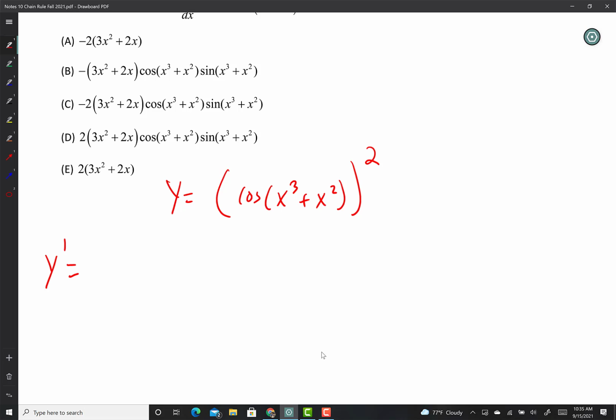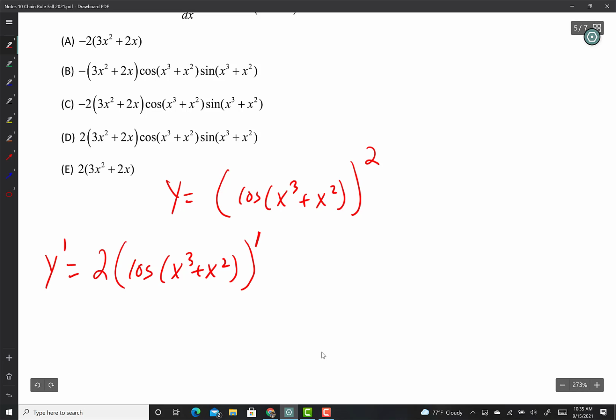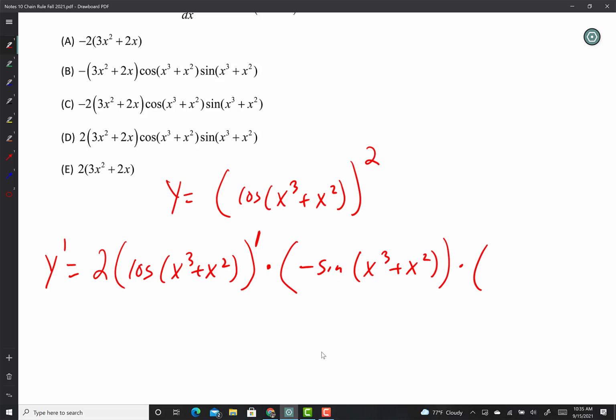Bring the 2 to the front. Leave everything inside alone. Giant parenthesis, cosine of x cubed plus x squared, close. What power? 1. If you want to put the 1 in there, that's fine. Am I done? No. Times what? Negative sine. Leave that inside alone, x cubed plus x squared. Am I done? No, I still have that argument in there. What's the derivative of x cubed plus x squared? Is there anything else? No, that's it.